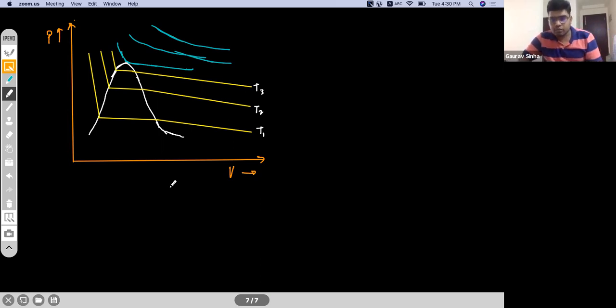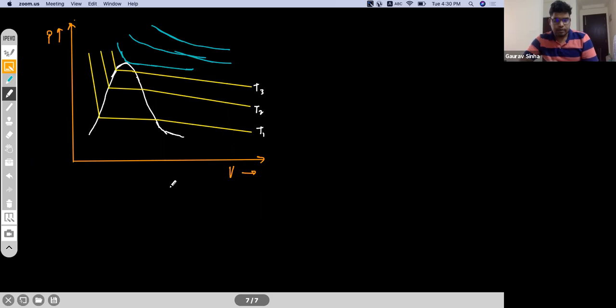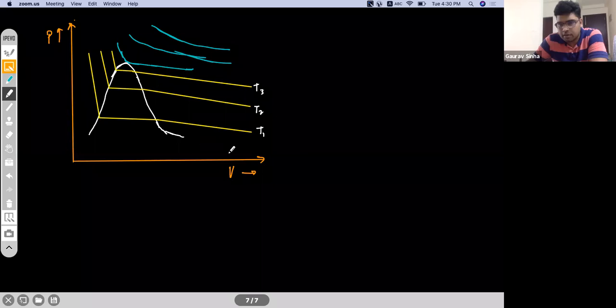Yes, the curves are isotherms. Isotherms are those graphs which we draw at constant temperature. So constant temperature graphs are called isotherms. Correct. Now you see this. At any temperature, what we do, try to understand this, okay? Actually it is not a curve like this. I have drawn this just to make you understand, okay?